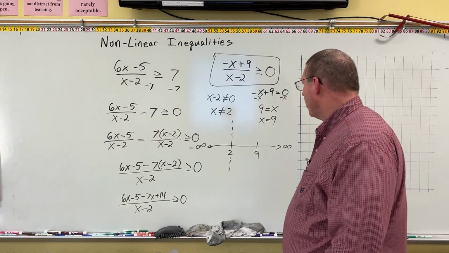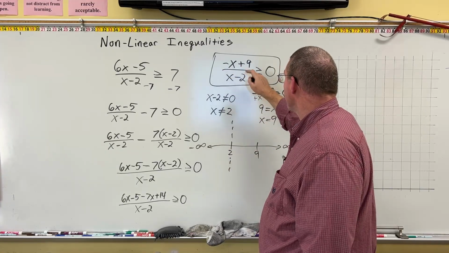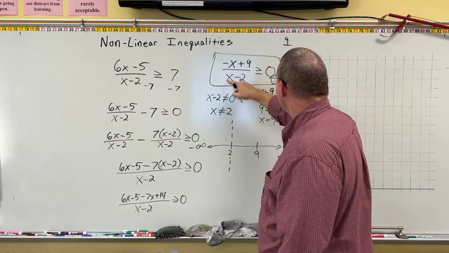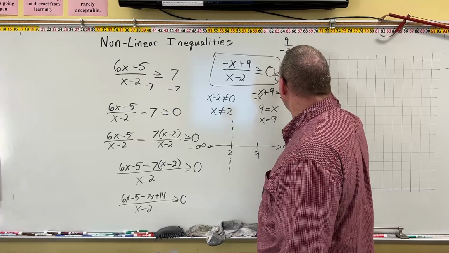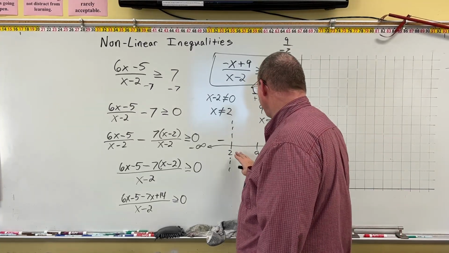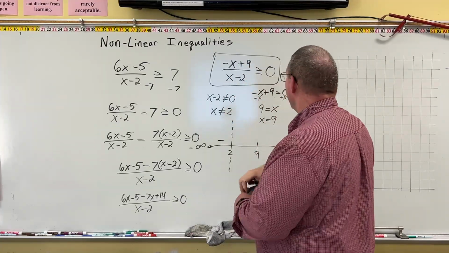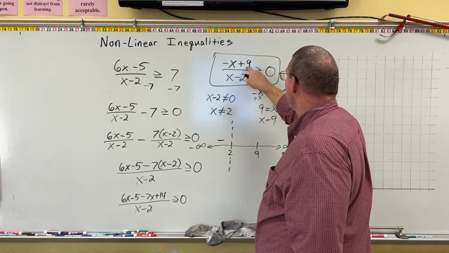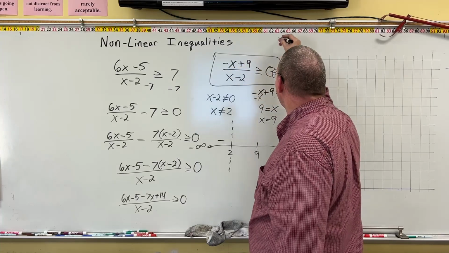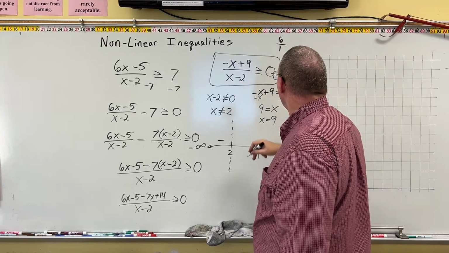Okay, so we're going to plug in over here. We have 0 over here. So 0 plus 9 is 9. 0 minus 2 is negative 2, and 9 divided by negative 2, that's a negative. Okay. Now let's plug in something between 2 and 9. How about 3? Let's plug in 3. Negative 3 plus 9, that's 6. 3 minus 2, that's 1. So 6 over 1 is 6.